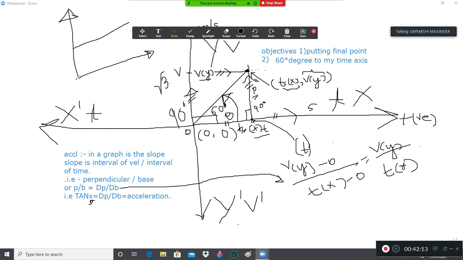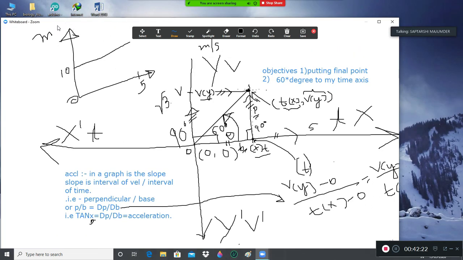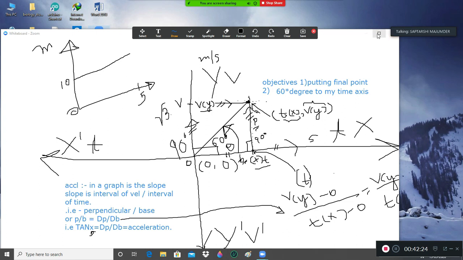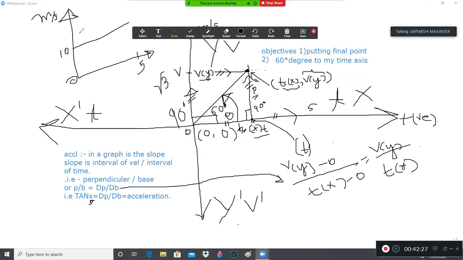Now you all tell me, if this is 0, this point is 5, and this is 10, this is meter per second, and this is second, then what is the acceleration? Here the acceleration is 0. So find the tan theta. Tan theta is nothing but perpendicular by base. So is there any perpendicular? It's also a tricky question. Is there any perpendicular here? No perpendicular. If I push it, then it will lie here. That means the perpendicular here is 0.